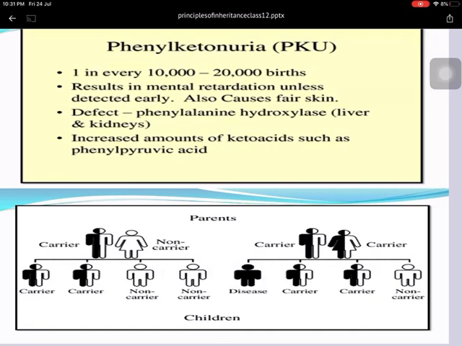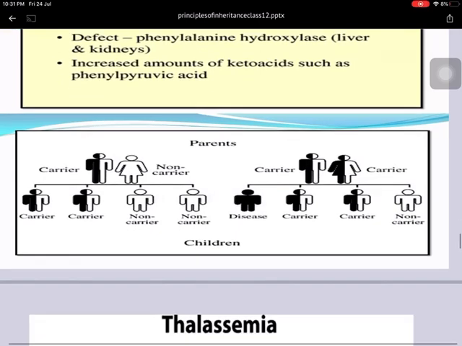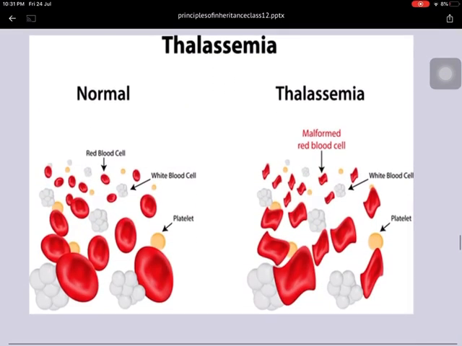So what happened in this? Actually phenylpyruvic acid accumulates in the brain. The second disease is thalassemia, which is also an autosomal recessive disease, and it transmits from parents to the offspring when the parents are unaffected carriers for the gene, or heterozygous in nature. What you have to remember? This is an autosome-linked recessive blood disease, transmitted from the parents to the offspring when both parents are carriers of this disease but are heterozygous in nature.